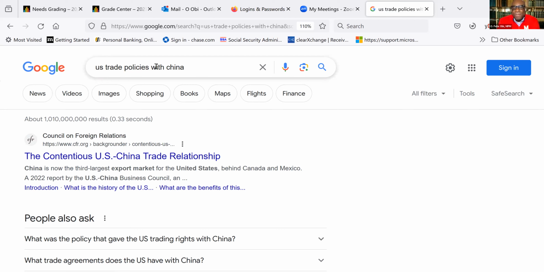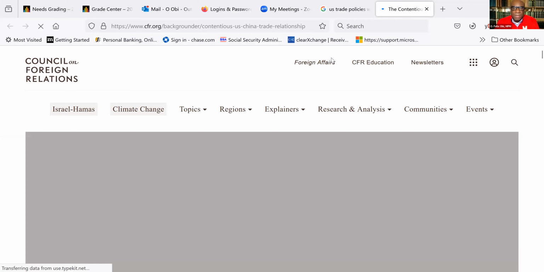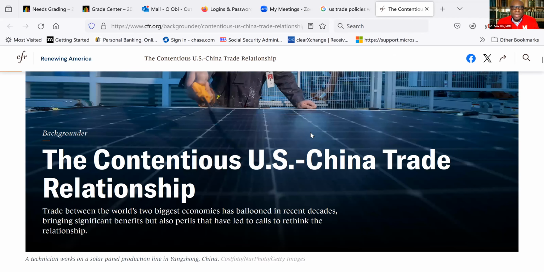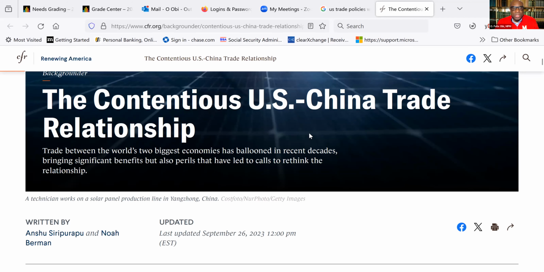Okay. So this is the Council on Foreign Relations. I'm biased, but I think it is probably the premier foreign policy international relations organization for Americans. So this is an article on foreign relations. It says that the contentious US-China trade relations, the trade between the world's two biggest economies, has ballooned in recent decades, bringing significant benefits but also perils that have led to calls to rethink their relationship.